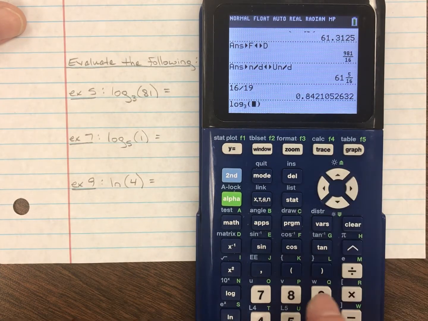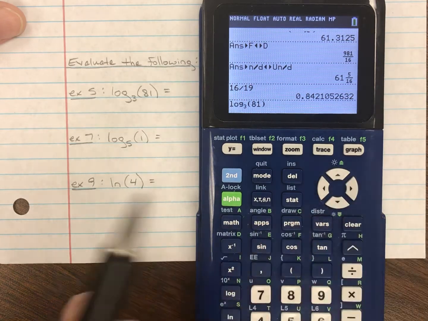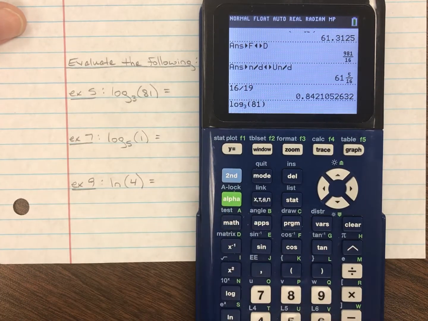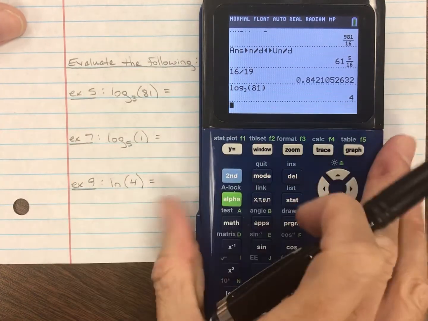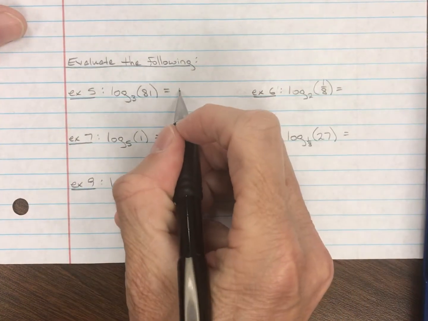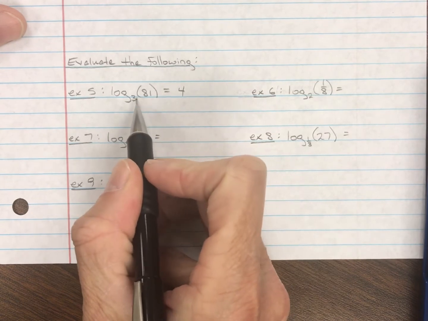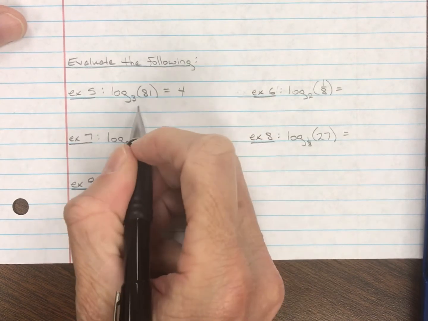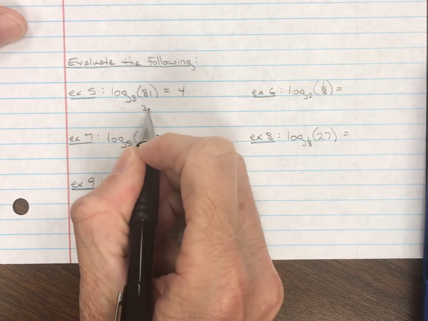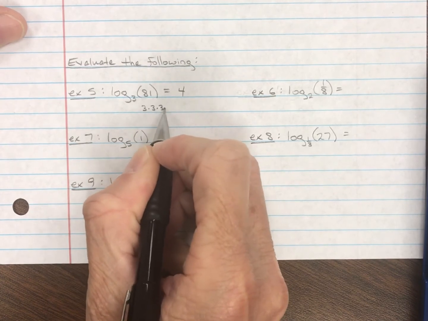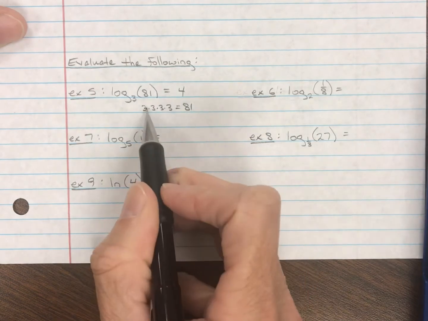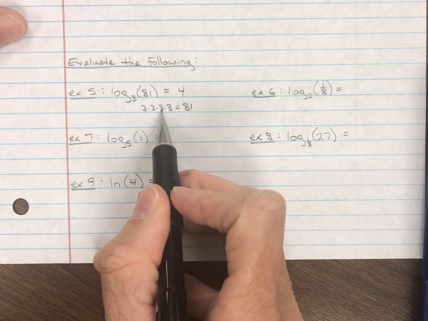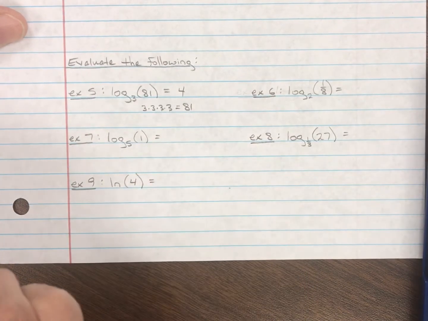All right, so 3, 81. Remember, the log gives me the exponent. And I get, enter, 4. Log base 3 of 81 is 4. I have to multiply 3 four times: 3 times 3 times 3 times 3 to get 81. 3 times 3 being 9, times 3, 27, times 3, 81.